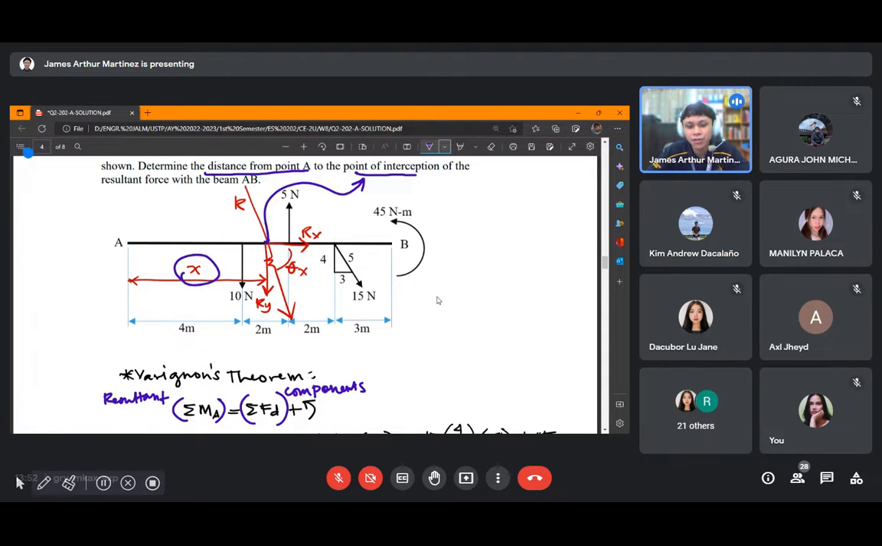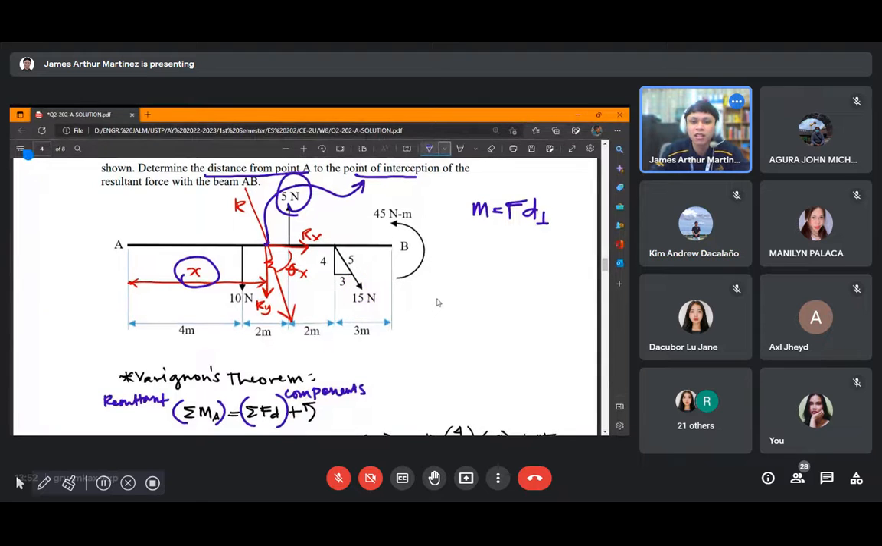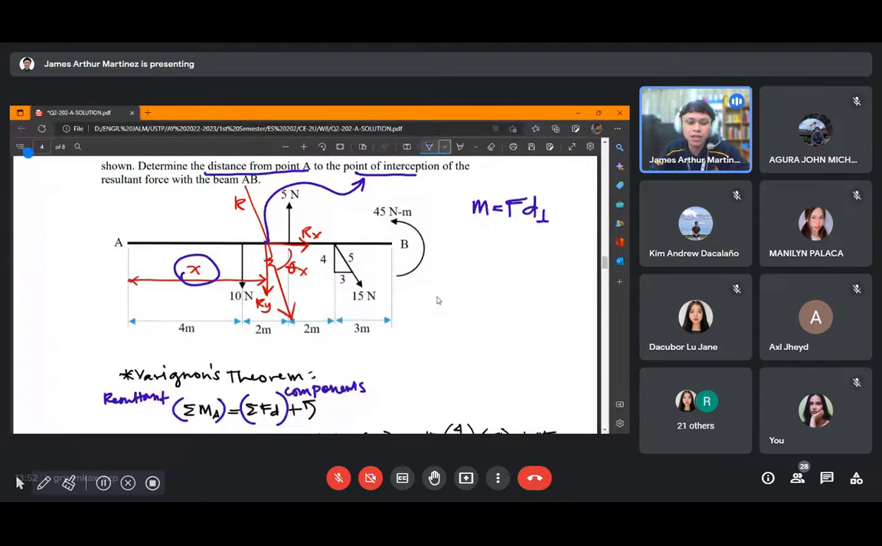So this is the summation of force times distance. Force times distance is just moment. The basic equation of moment is force times perpendicular distance. The components here are not components of your resultant force alone, they are the components of the force system. So who are they? They are the 5, 10, 15, and the moment of 45 Newton meters. On the other side is the resultant, the moment at point A with respect to the resultant force. So the resultant force is our basis.